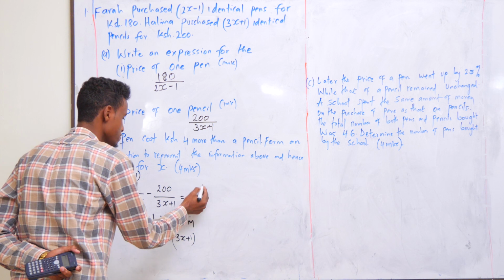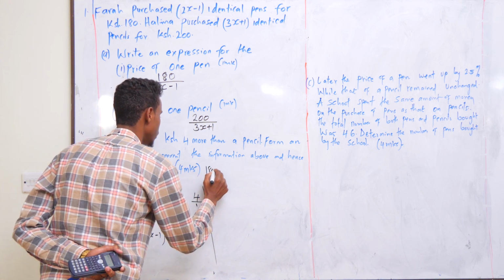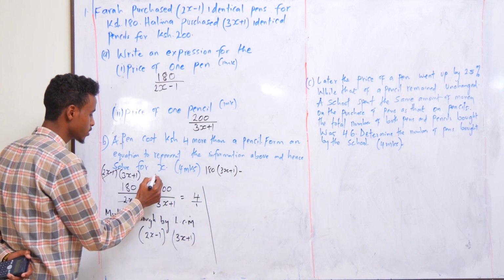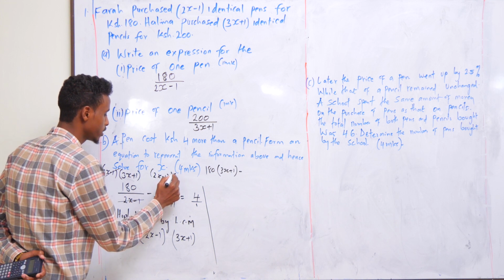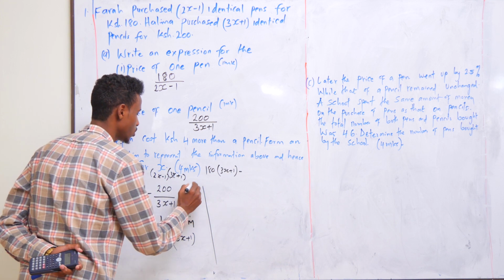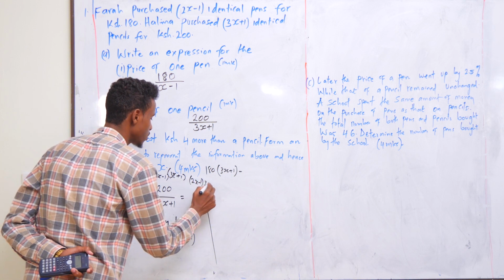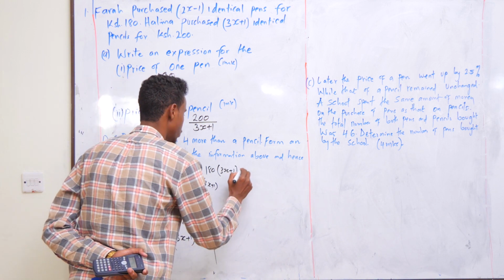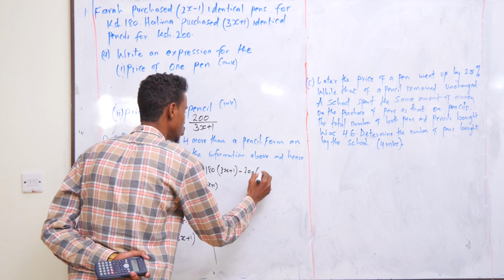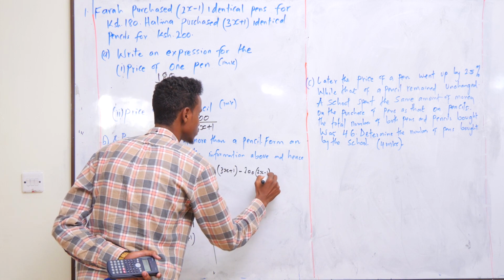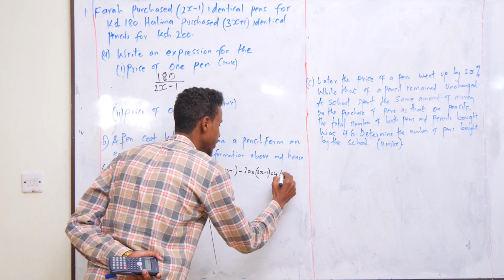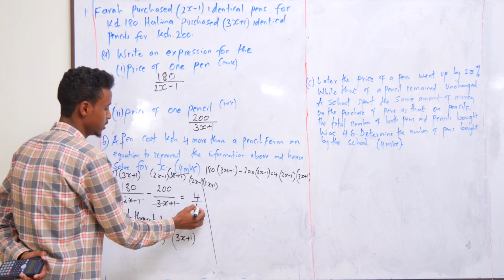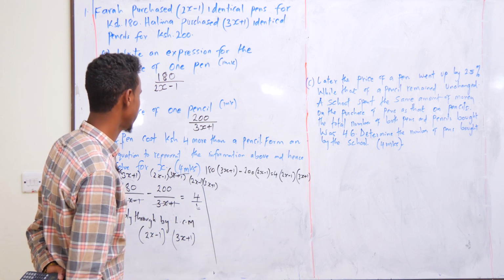Now we're going to have the first 180 into bracket 3x plus 1 minus. Now this multiply through by the LCM again, 2x minus 1, 3x plus 1. This one also 2x minus 1, 3x plus 1. Now what happens next here? This one will cancel with this. We're going to remain with 200 into bracket 2x minus 1 is equal to 4 into bracket 2x minus 1, 3x plus 1, because here the denominator is 1 and nothing cancels.